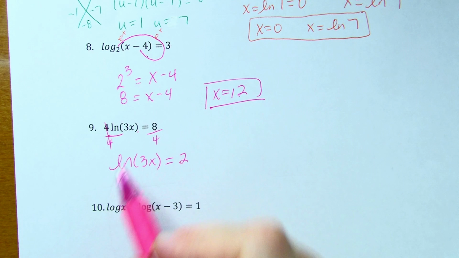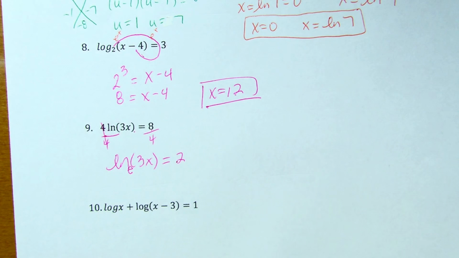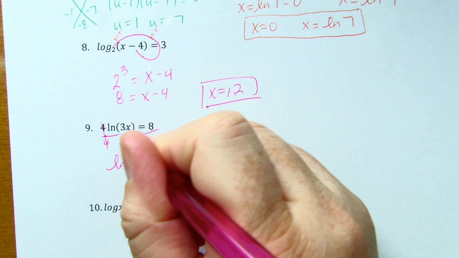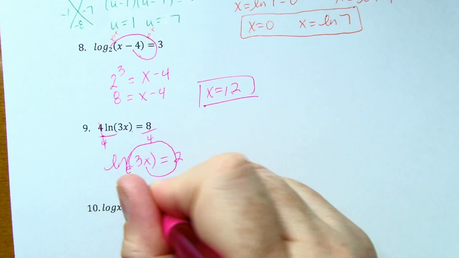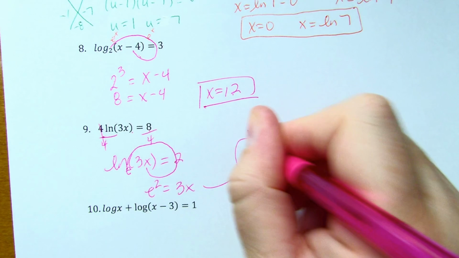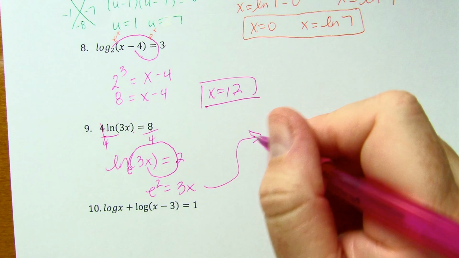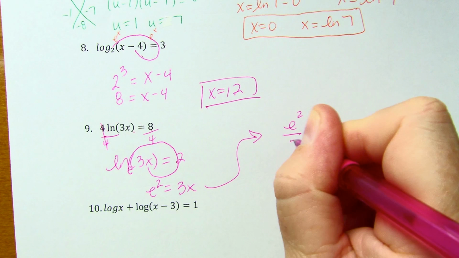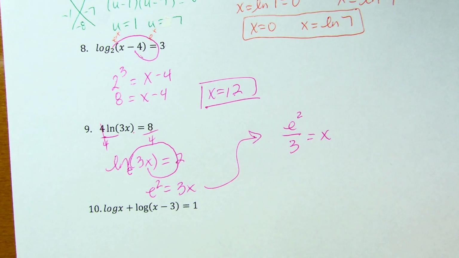Now remember, a natural log has base e, so when I use the Snail Rule here, I have e to the power of 2 equals 3x. And then getting x by itself, I would just divide both sides by 3. e squared over 3 equals x.